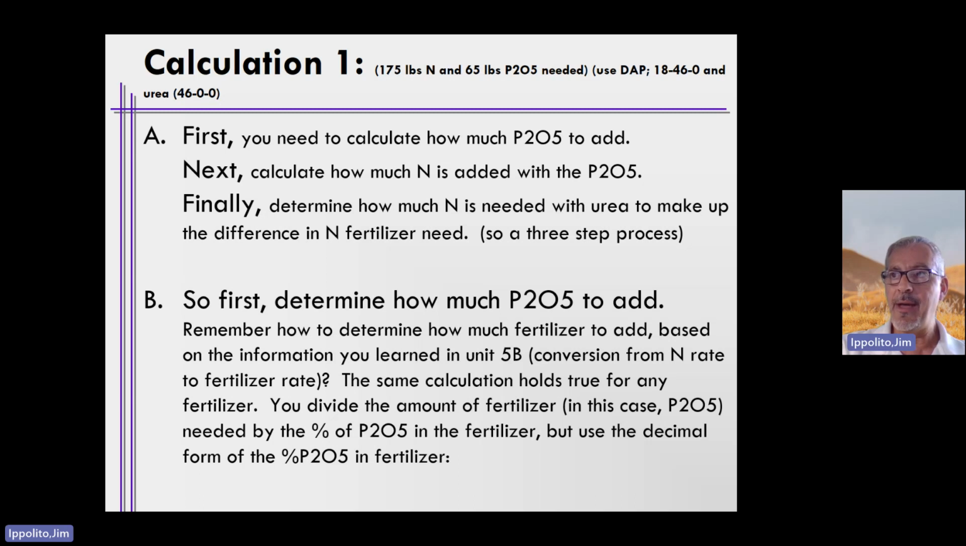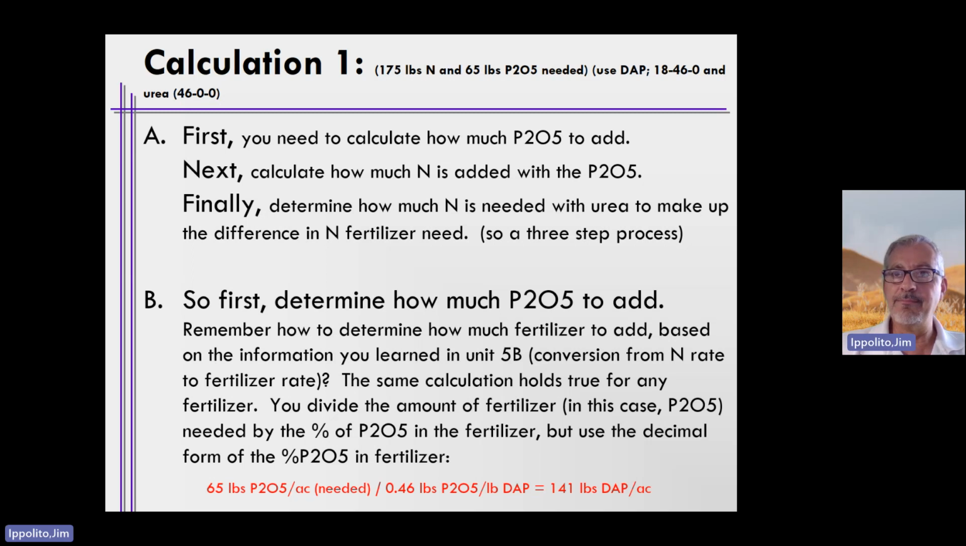You simply divide the amount of fertilizer, in this case P2O5, needed by the percent P2O5 in the fertilizer, but you use the decimal form of the percent P2O5 in the fertilizer. So let me show you the math. This is what you do.